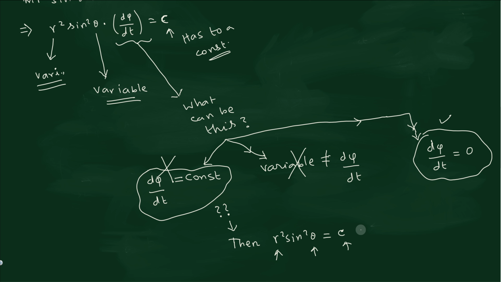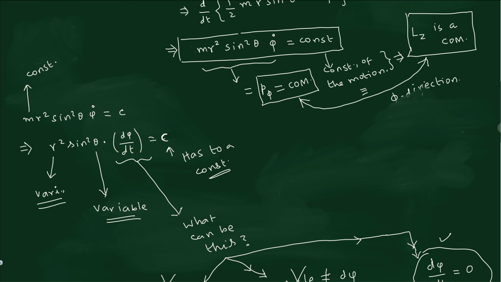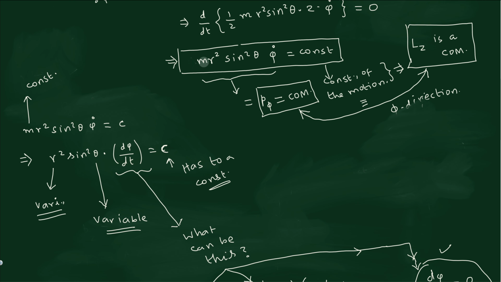So our conclusion, after making this discussion, is about p phi, because all these equations are p phi. We have just come down in the board. You just go back here. So what is this expression? m r square into sine square theta into phi dot is a constant. What is this entire expression? The entire expression is p phi. P phi is a constant of the motion. That constant of the motion is this c.